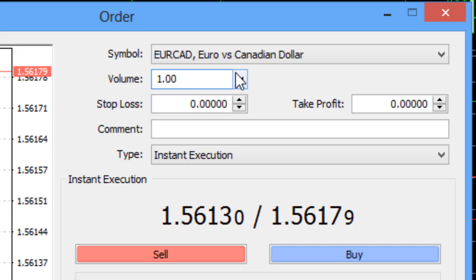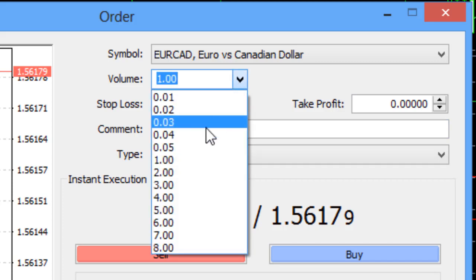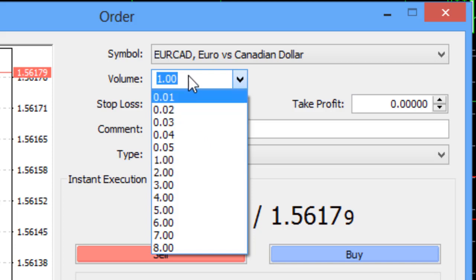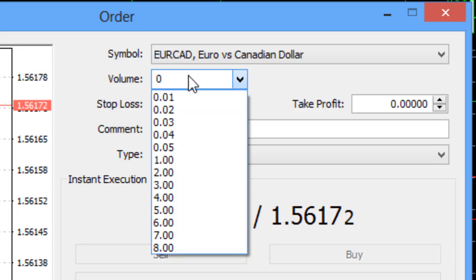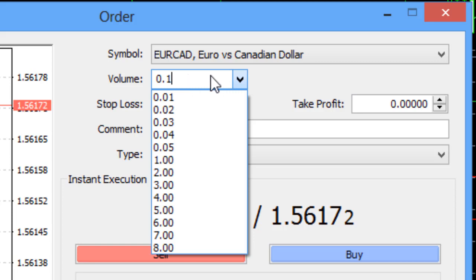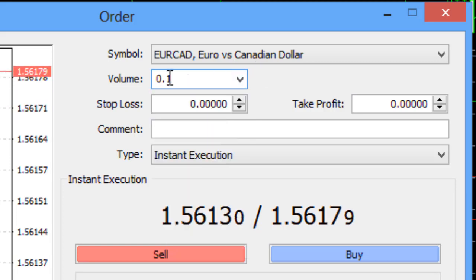If you want to use another volume, you can decide to use 0.1. It's not in the list, but you can type it manually. Just type 0.1. Now, if you put 0.1 as your volume, each pip will be $1. So if you make 4 pips, you are making $4. Are you getting the explanation? 4 pips makes $4. That's if you are using 0.1.